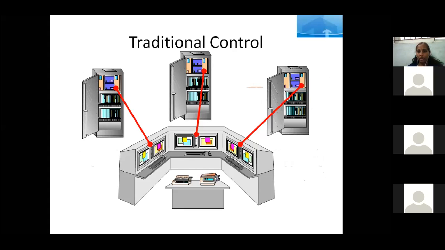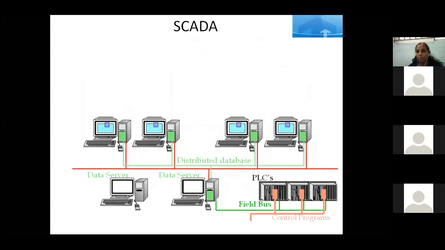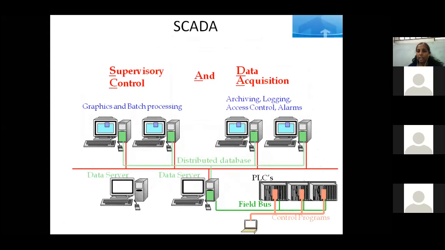Now, the traditional control has individual servers connected to computers which are monitored. Our next one is a SCADA, which communicates through a distributed database, and then the data acquisition takes place. Different PLCs and different SCADA servers communicate through a common communication bus and a common platform called the central host computers, which are used for data logging, archiving, access control, and alarms. It is also used for graphics and batch processing.